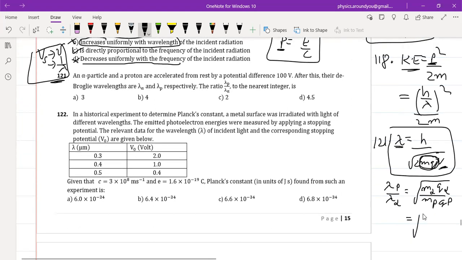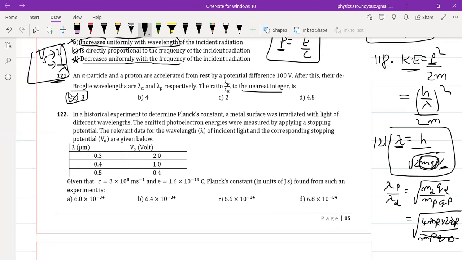What is the mass of an alpha particle? 4 times the mass of a proton. What is the charge on an alpha particle? 2 times the charge on a proton. So we have mp and qp dissolving. Around, I get root of 8. Root 8 is around 2 root 2. 2 root 2 is around 2.8-ish. So 2.8's nearest integer is 3. So I'll go with 121 as 3.